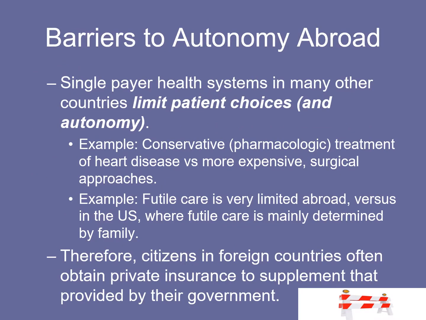Now, let's examine some of the barriers that exist to autonomy in other countries. In order to do so, it's important to understand that the healthcare systems in many other countries are what's called single-payer systems. And that is, there's one entity, often a governmental agency, that regulates the financing and the overall restrictions on what's covered and what's not. In doing so, that tends to limit the patient's choices. Again, unless they have supplemental private insurance.